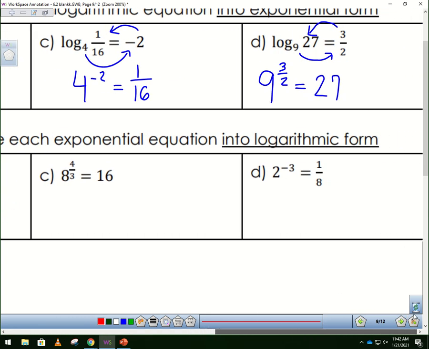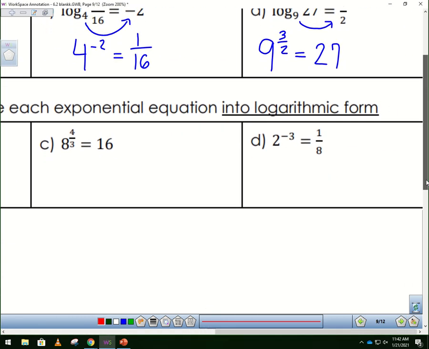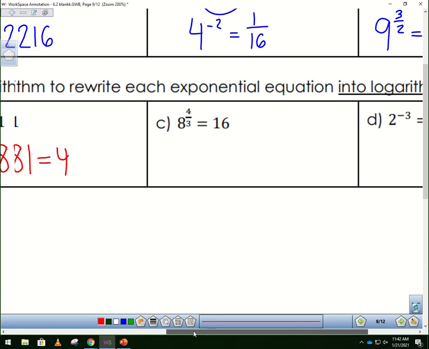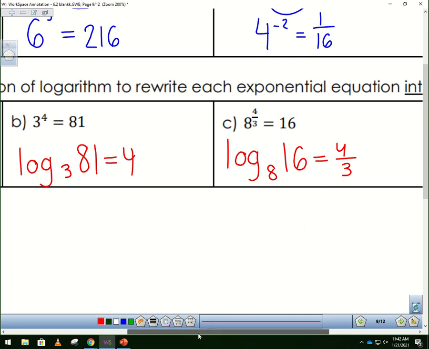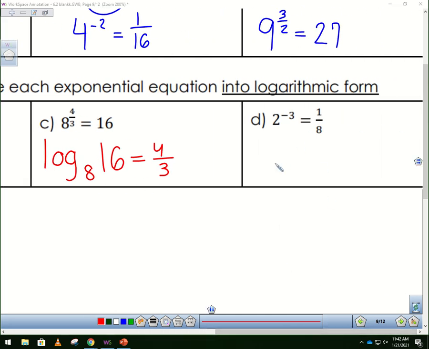So let's try C and D. If you want to look at this one as reference, what's this one going to be here? Log base what? Good. Of? Good. Equals? 4/3. Very good. And then D will be log base what? Of? 1/8 equals? -3.